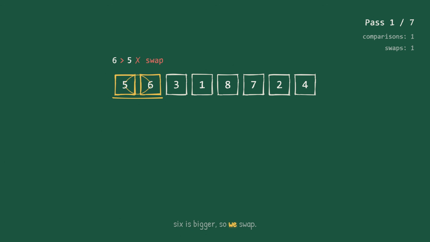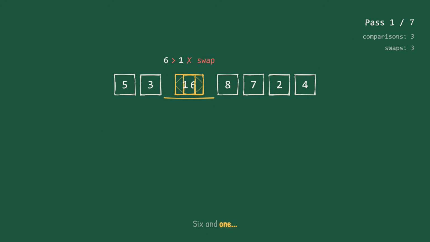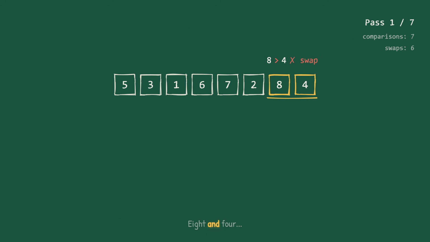6 is bigger, so we swap. Now 6 and 3, swap. 6 and 1, swap. 6 and 8, 8 is bigger, so no swap. 8 and 7, swap. 8 and 2, swap. 8 and 4, swap. And 8 has reached the end. Our first number is locked.